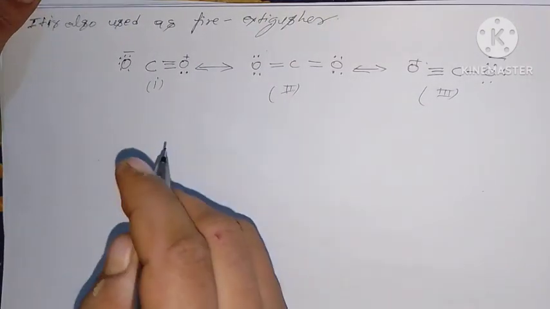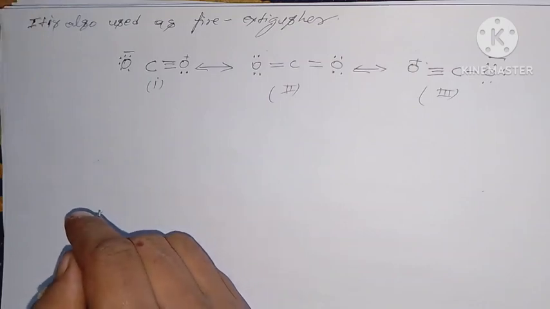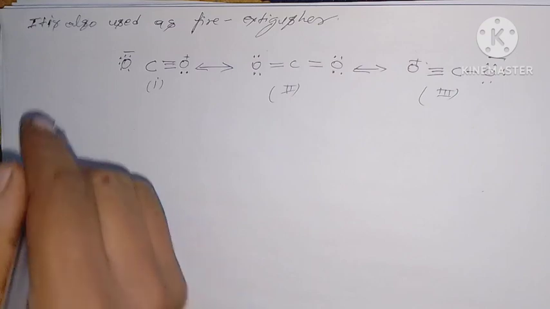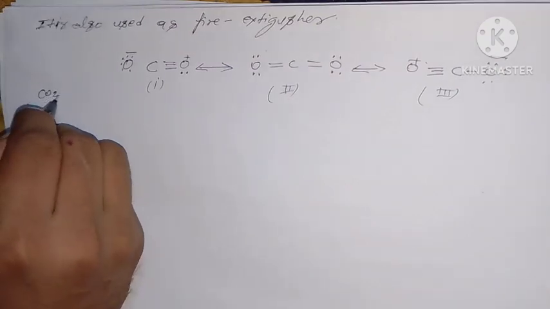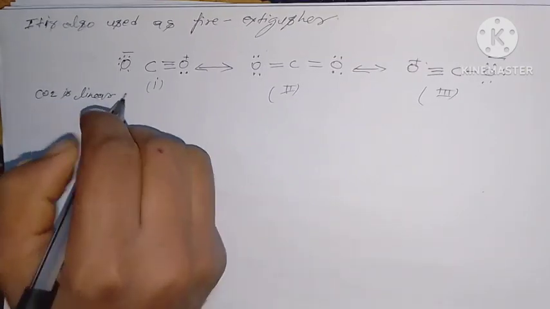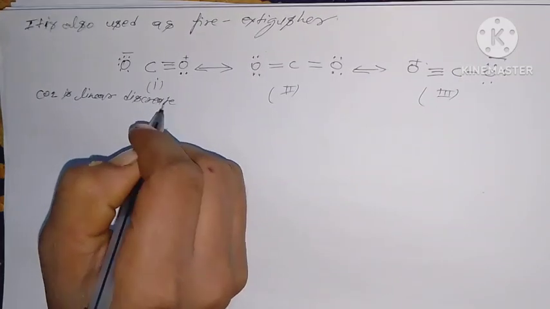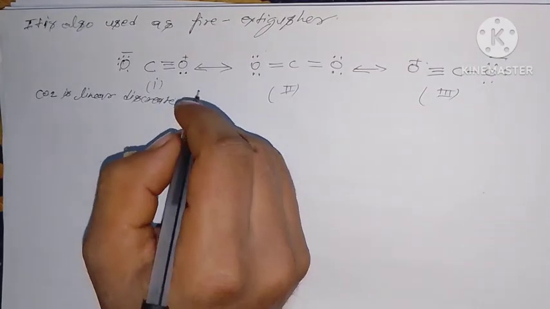Carbon dioxide is a linear discrete covalent compound.